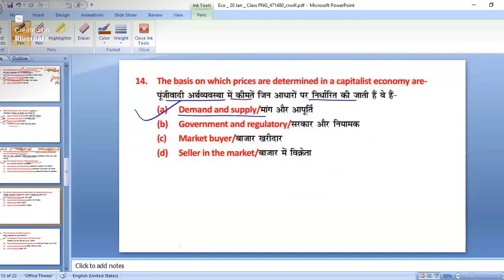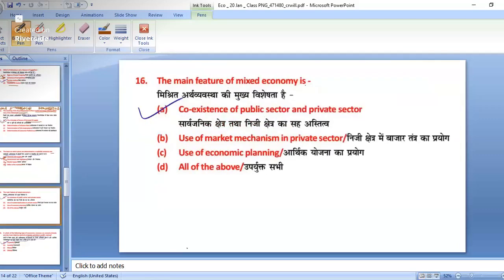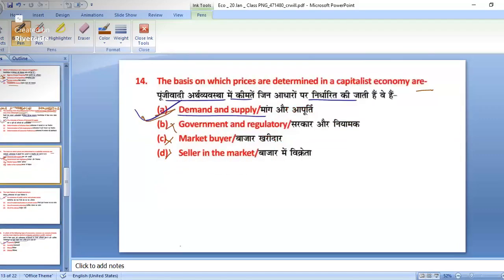Then next question: the basis on which prices are determined in the capitalist economy. In the capitalist economy, we are seeing market prices, demand and supply. We are not seeing the government and the regulatory, nor the buyer or the seller in the market. So we are seeing demand and supply. If you get some doubt in this type of question, just see the particular definition. So here this one is the correct answer.